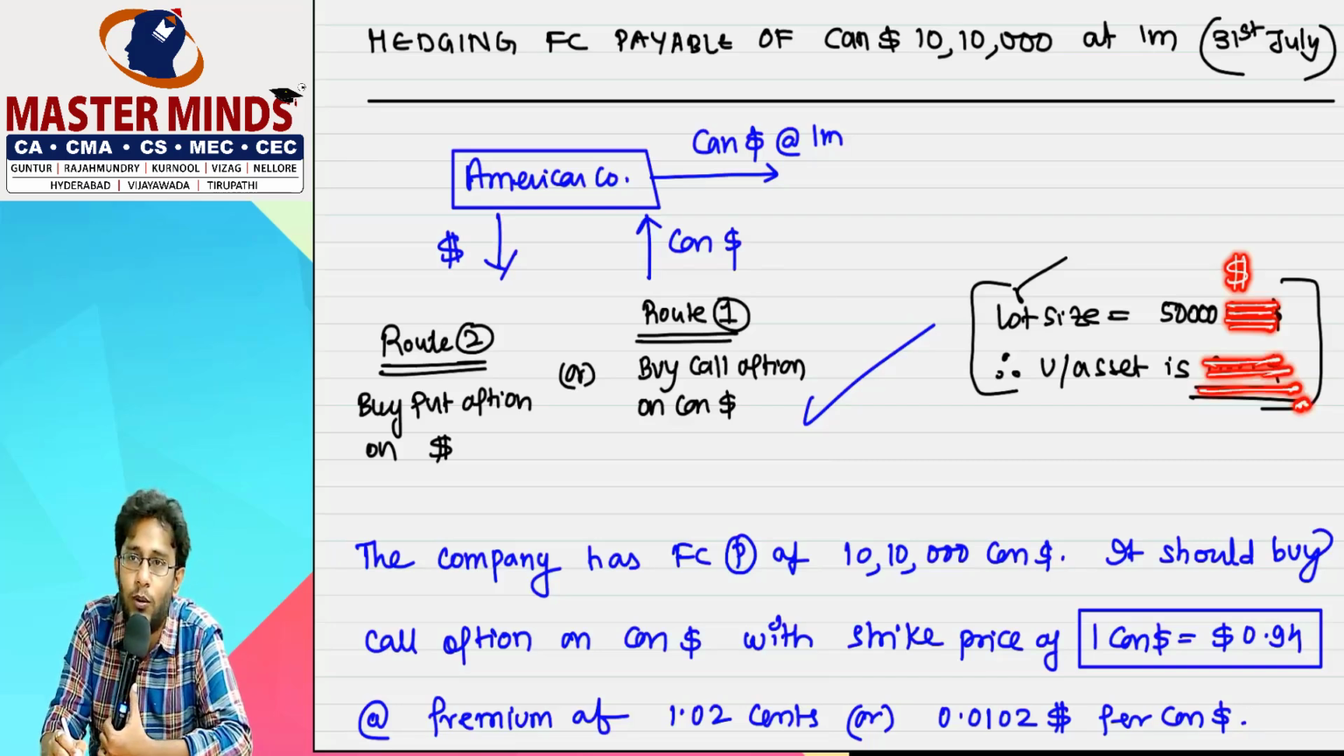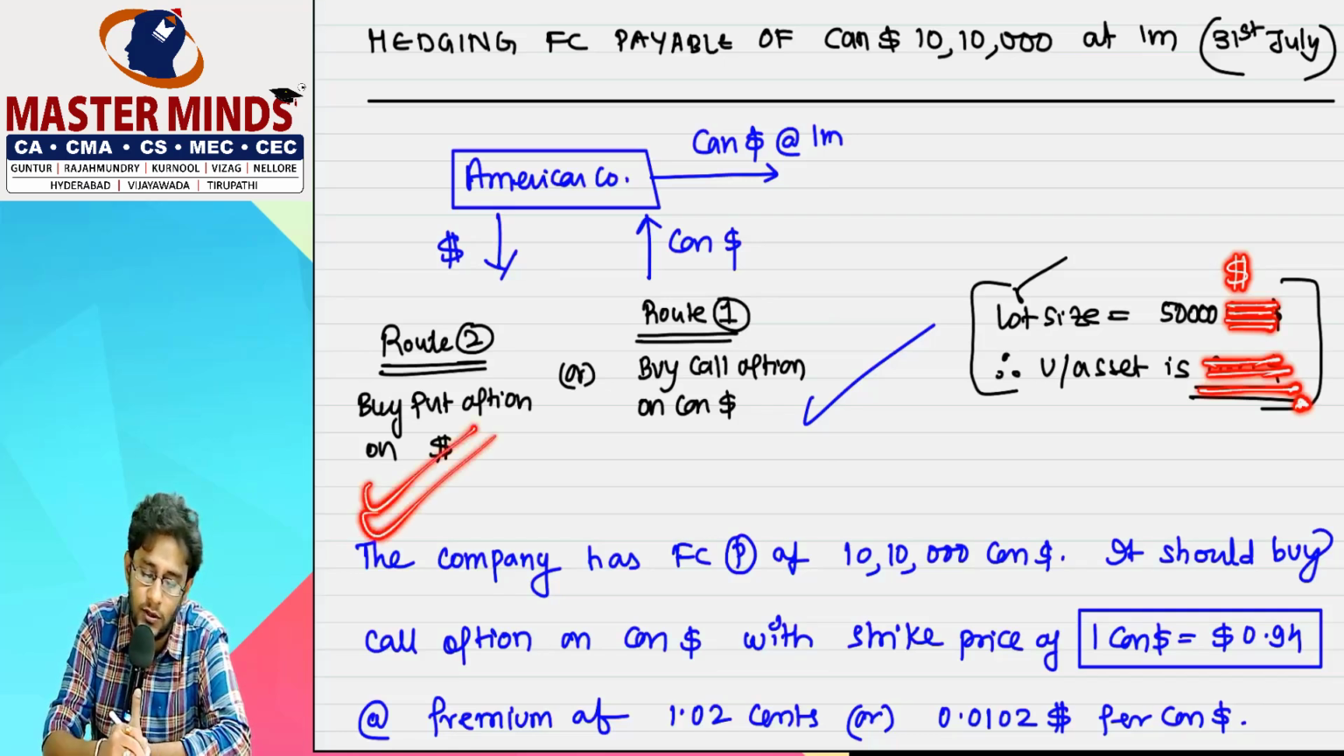Tell me, how will you work out the number of contracts? Do you understand what I am trying to say? Your lot size is not in terms of your foreign currency; your underlying asset can be the home currency also, no? So if the underlying asset is the home currency, of course you will not take a call, you will take a put.